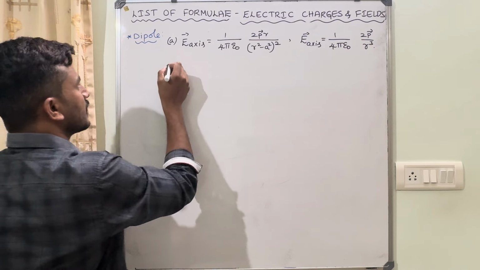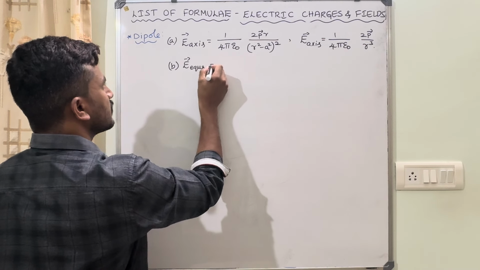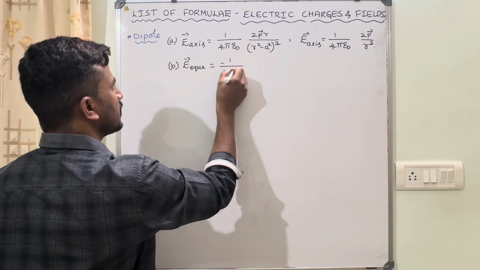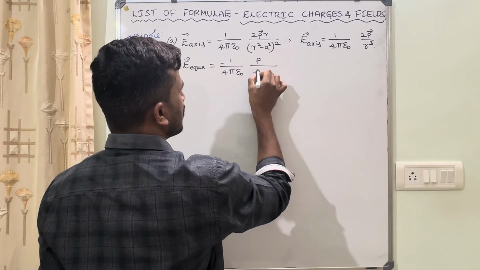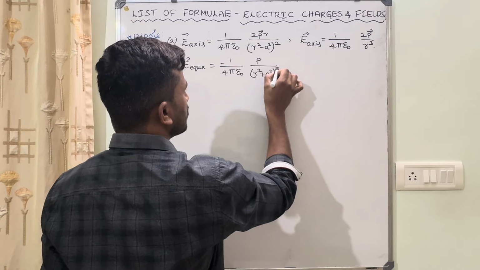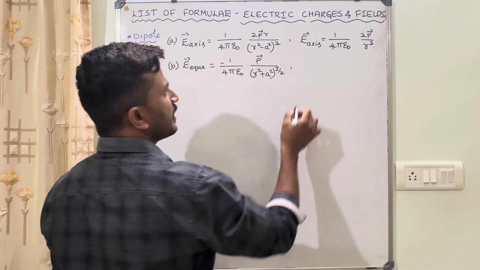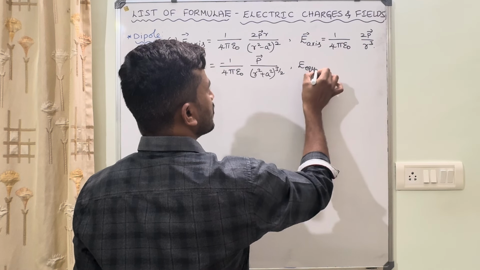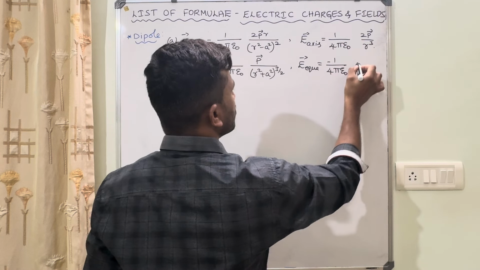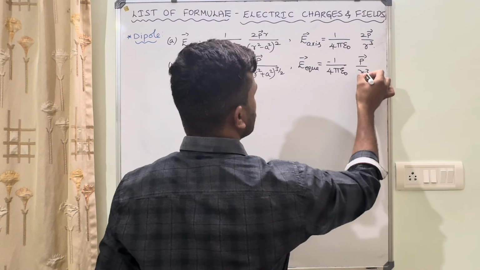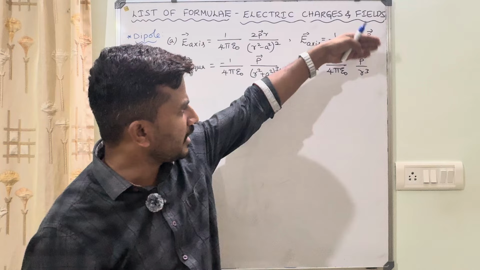Okay. Next, second one, E equatorial is minus 1 over 4 pi epsilon naught p divided by r square plus a square power 3 by 2. So if r is so much greater than a, E equatorial is given by minus 1 over 4 pi epsilon naught just p divided by r cube. So if we compare these two, we have 1 by 4 pi epsilon naught, p by r cube.